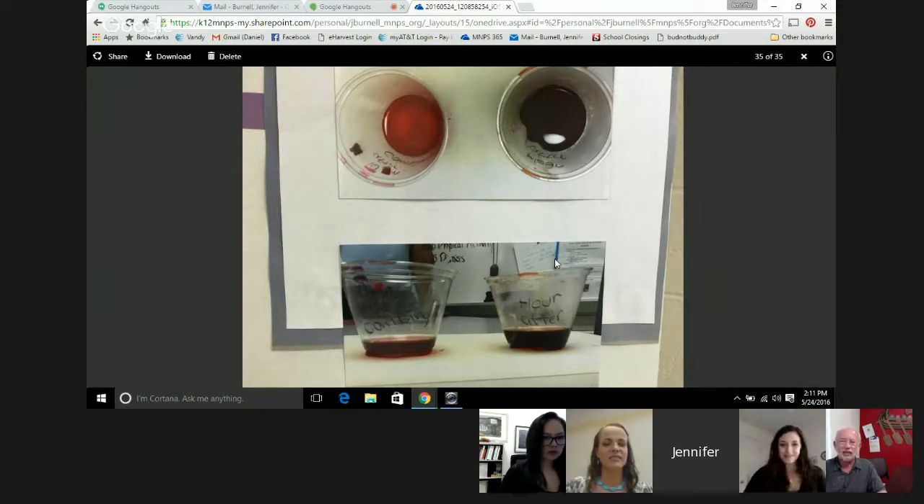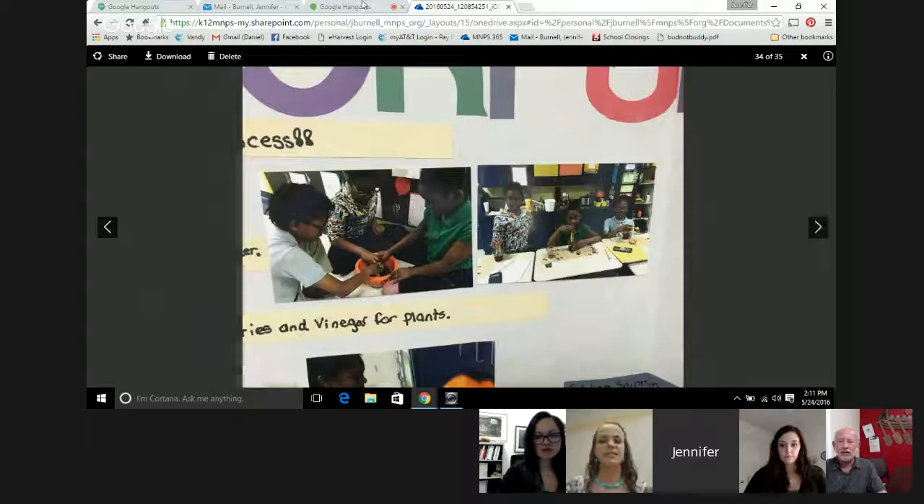This last picture I'm showing you is where they discovered that if you let the dye sit longer, one of them was 10 minutes, and then an hour later, one of them was like 9 hours later, the dye got darker. So they discovered that through the project. So that project was really fun.